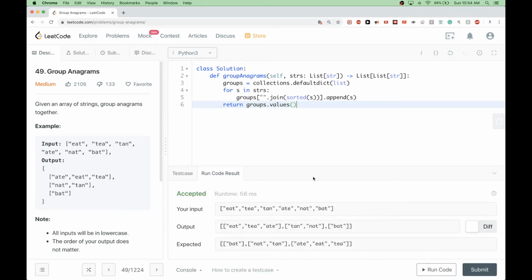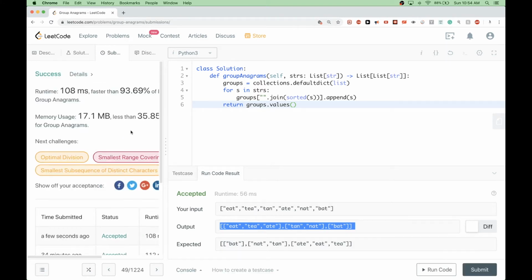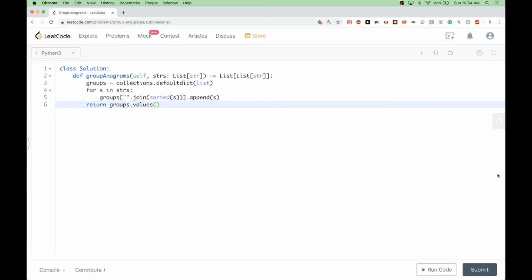It's taking a little bit of time. Okay, so we can see it seems good. Let's just submit. Okay, so that passes. Now let's do the second solution, where we use the occurrence of characters.